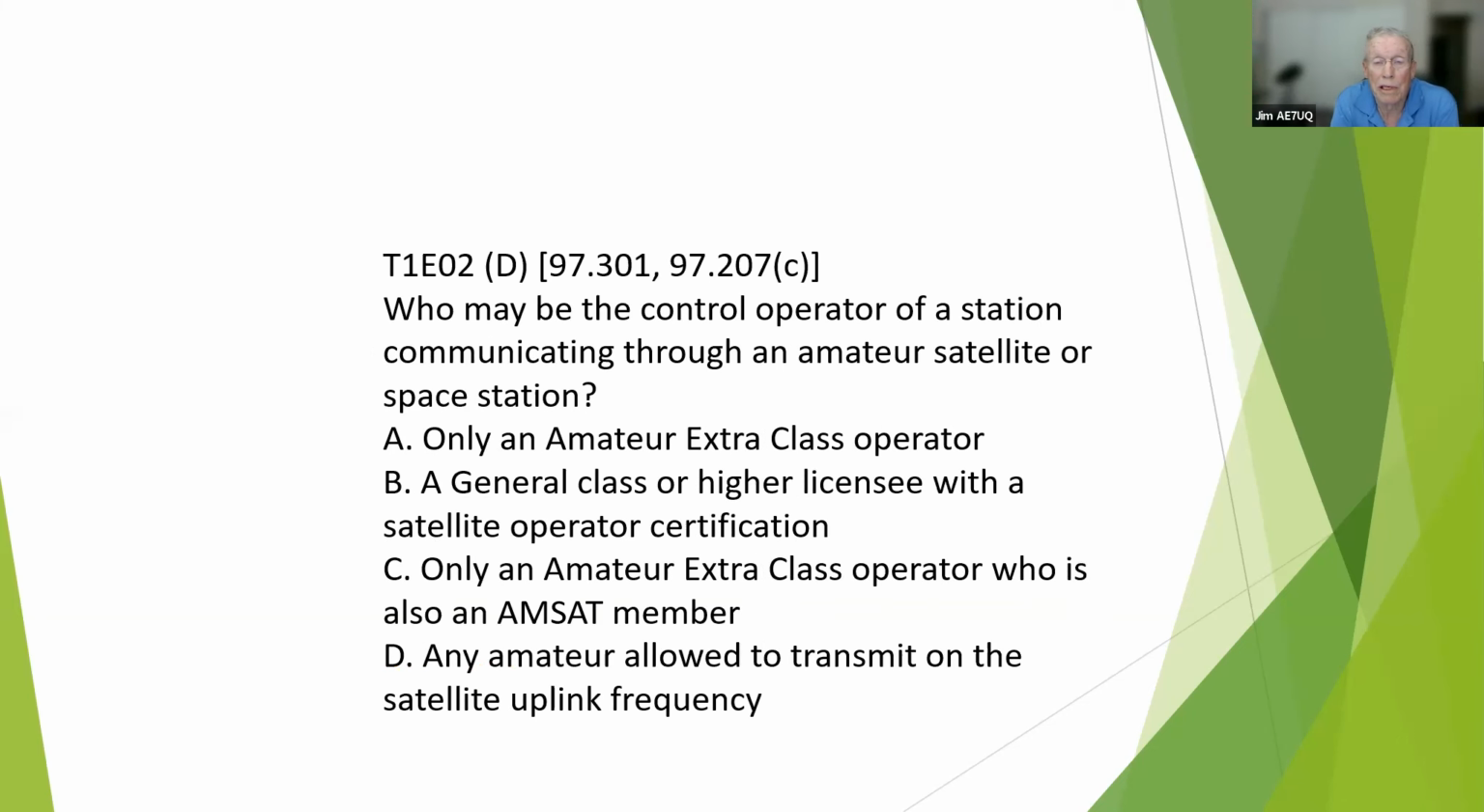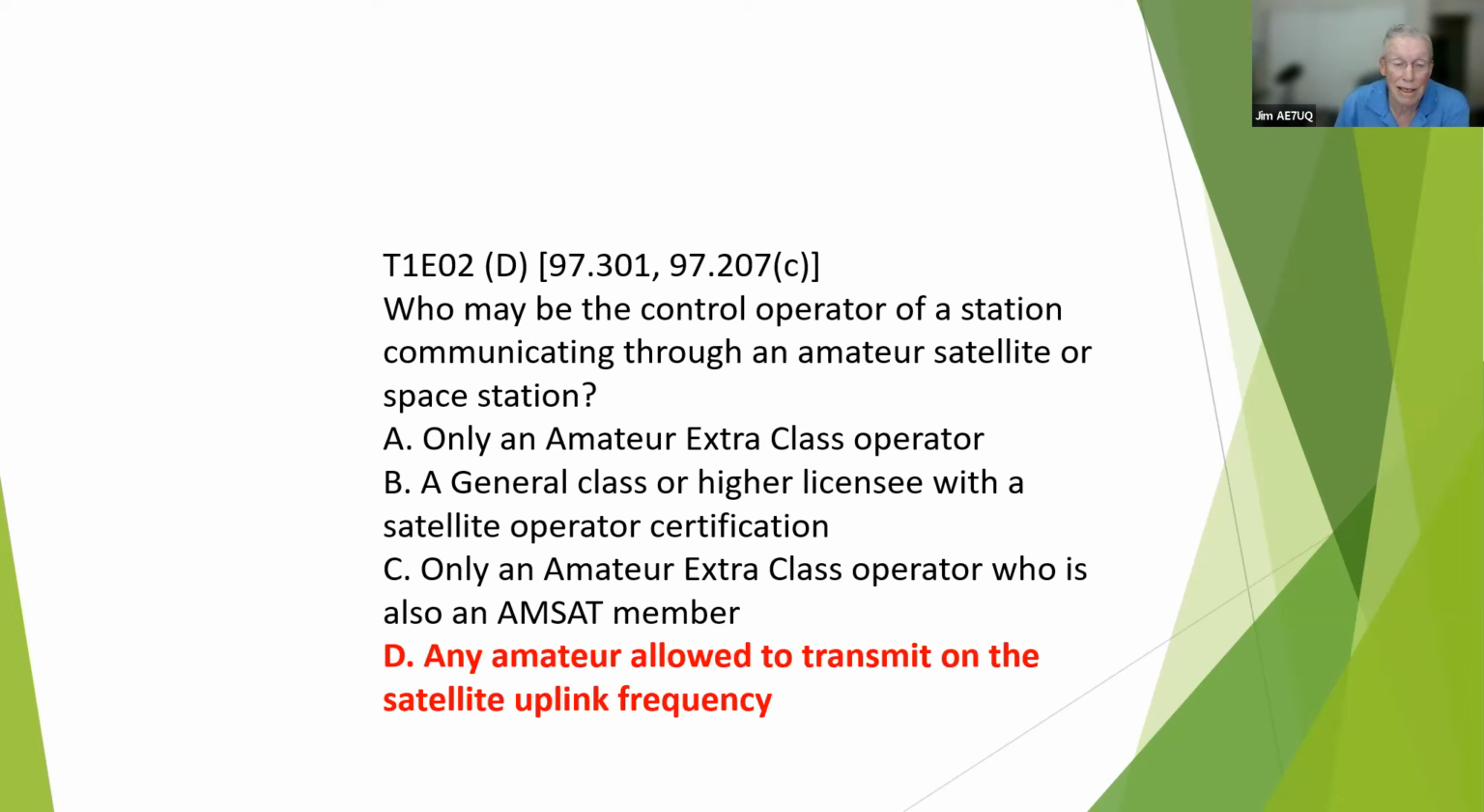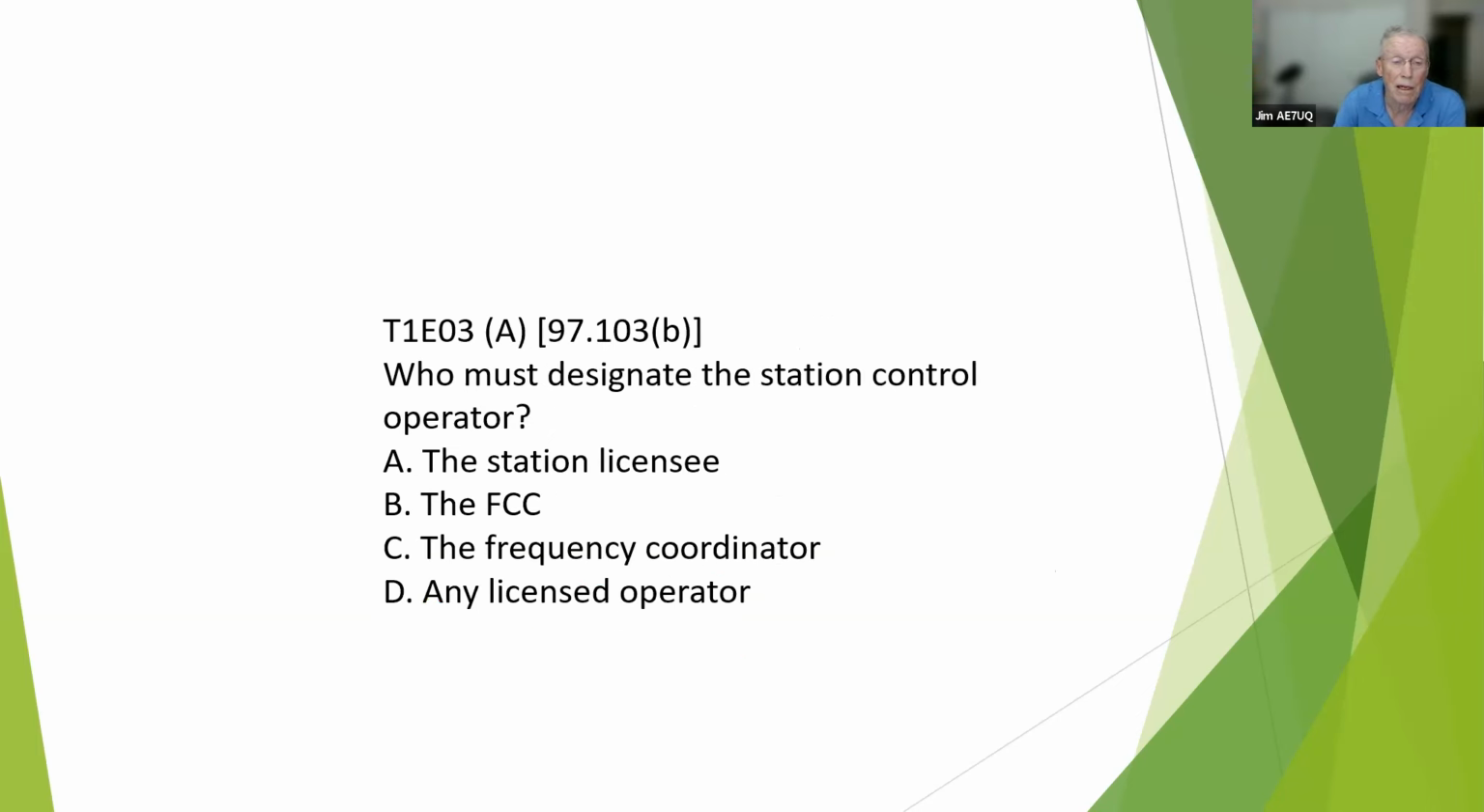Who may be the control operator of a station communicating through an amateur radio satellite or space station? This was similar to a question we had last week. Any amateur, so even with a tech license, you can still communicate with the space station as long as the frequency they're using is within the frequencies that you can use. Who must designate the control station operator? The station licensee. If you've got a license, that's your station, and so that's who's designated to be the control operator.